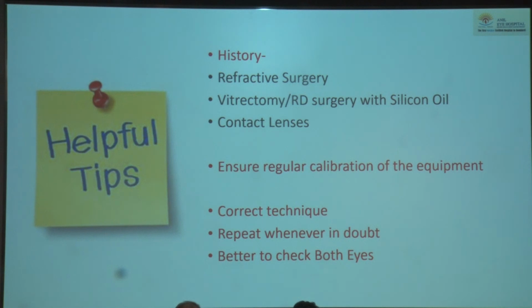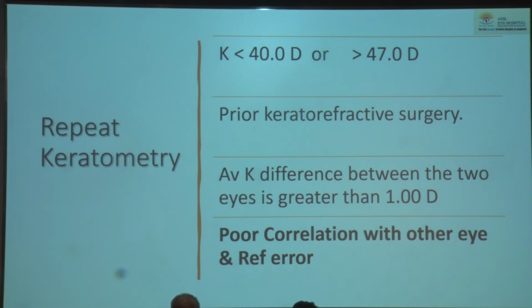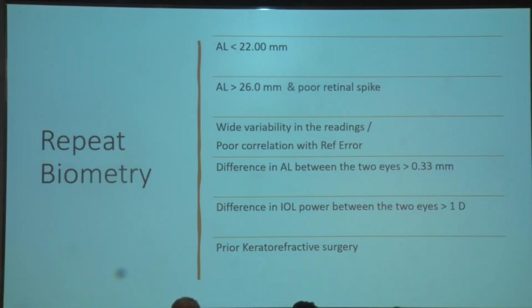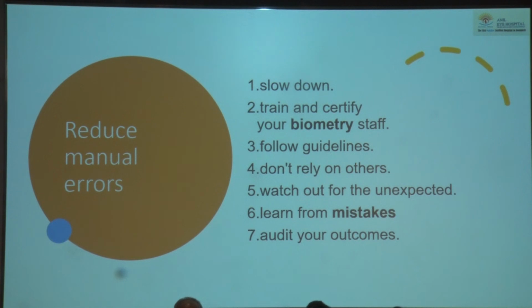And just a small tip just before we leave. In case you have a patient, take a good history of refractive surgery, vitrectomy or contact lenses. Ensure regular calibration of your equipment. Check both eyes. Repeat whenever in doubt. Use an IOL formula depending on the axial length. Repeat the keratometry if it is less than 40 or more than 47, if there is a difference between the two eyes, or poor correlation with refractive error. Repeat biometry if the axial length is less than 22 or more than 26, or a difference between the two eyes of more than 0.3 millimeters, or prior keratorefractive surgery. Personalize the lens constants and reduce manual errors.